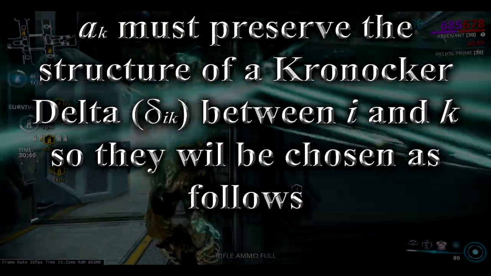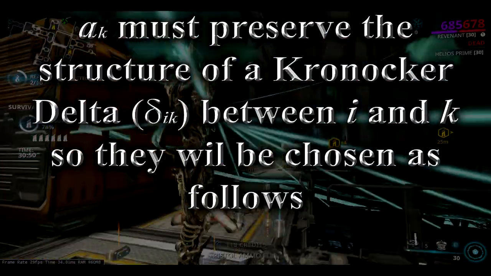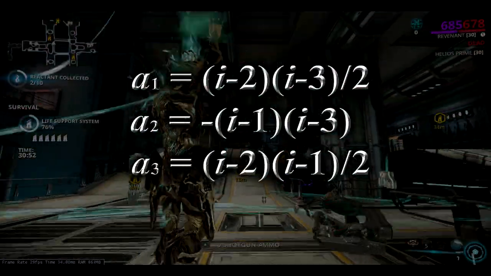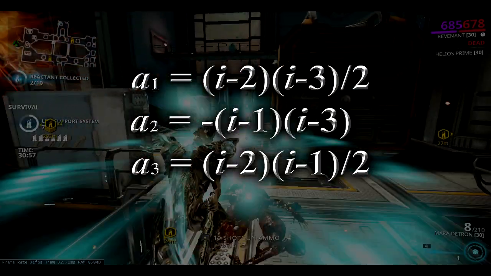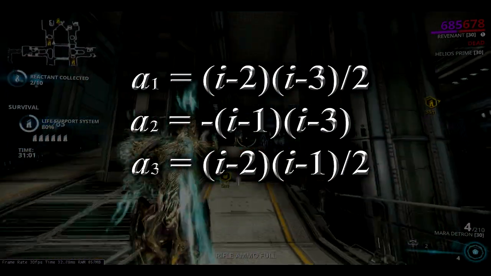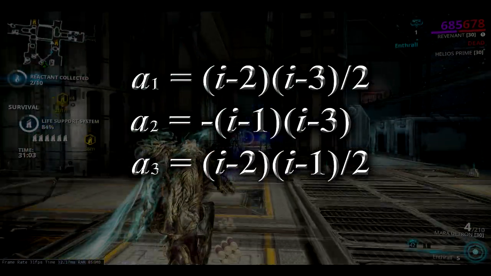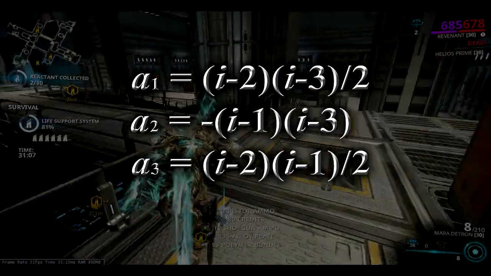If I and k are not equal, the Kronecker delta is equal to 0, which is what we actually want here. So let's choose these in a cunning manner. Let's set a1 equal to (i minus 2)(i minus 3) all over 2, a2 as minus (i minus 1)(i minus 3), and a3 as (i minus 2)(i minus 1) all over 2.